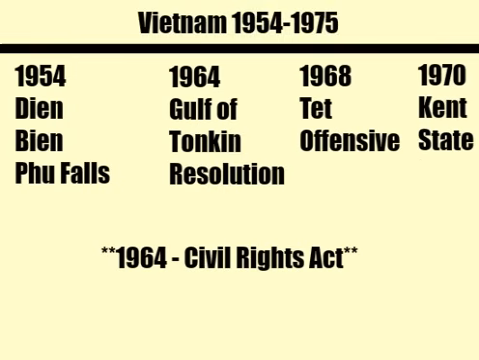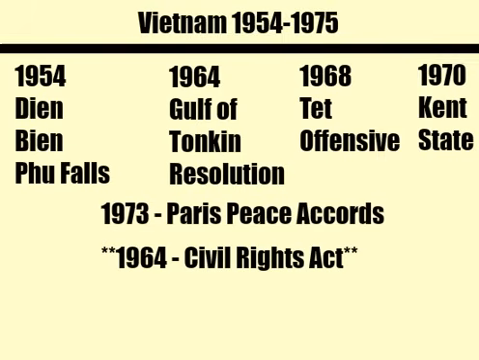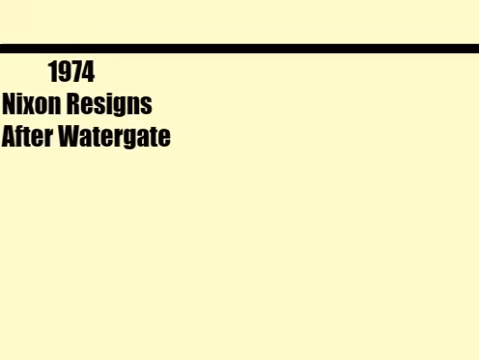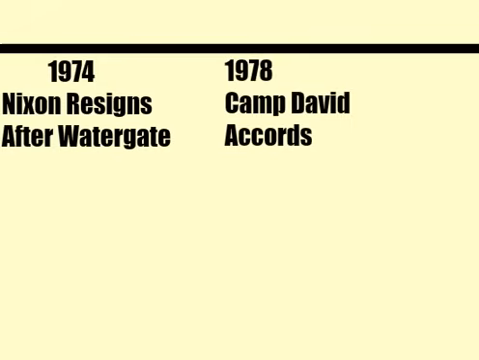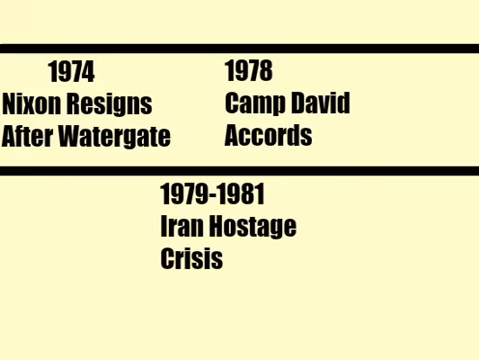1970 was the tragic protest of the Vietnam War at Kent State. In 1973, President Nixon announces a ceasefire ending the war in Vietnam. The following year, in 1974, Nixon resigns after Watergate. 1978 was the Camp David Accords, and in 1979 you have the Iran hostage crisis. That doesn't end until 1981, the same year that Ronald Reagan is inaugurated.